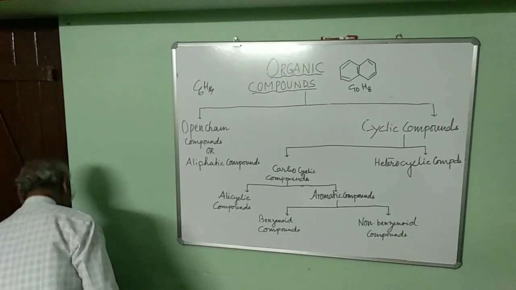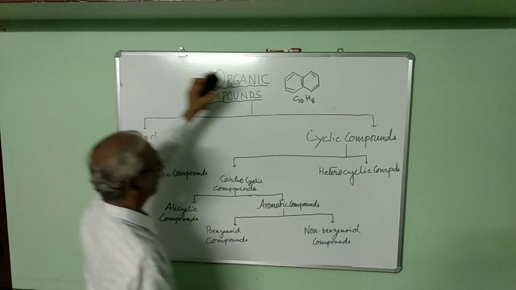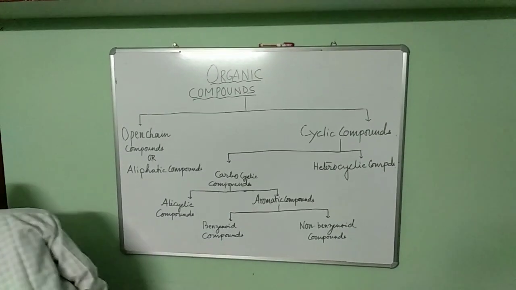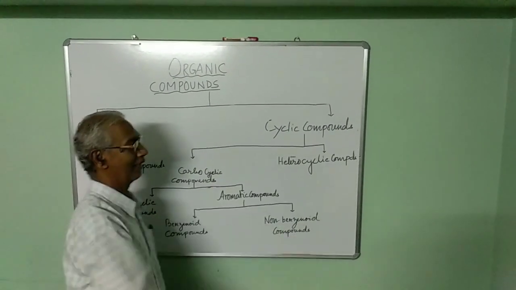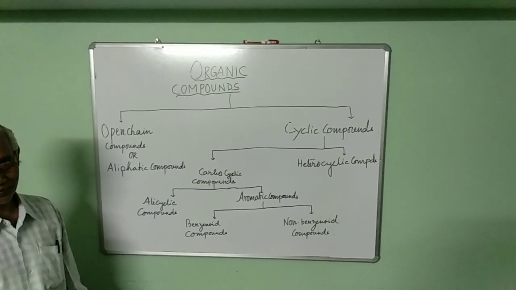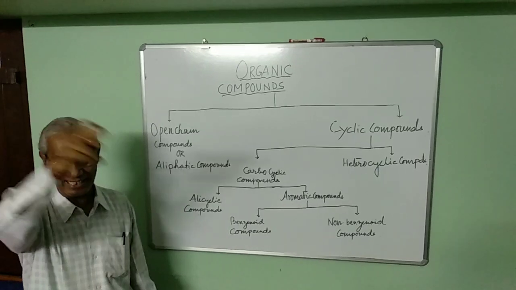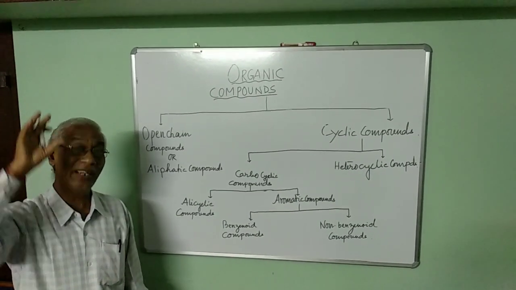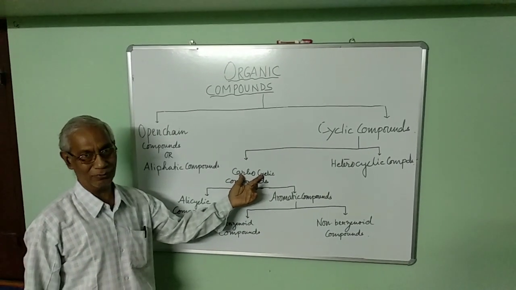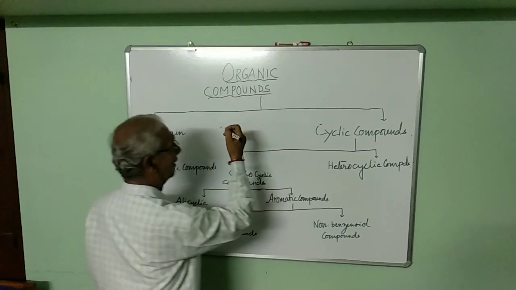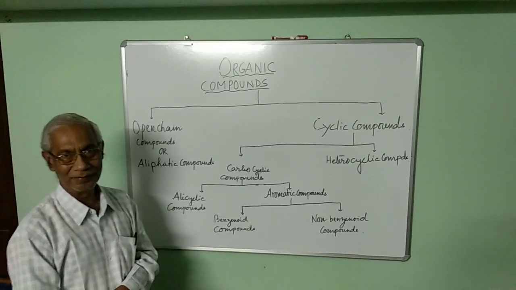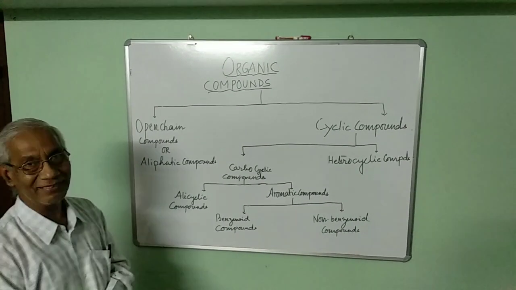Next, cyclic compounds are again classified into two classes. That is carbocyclic, another is heterocyclic. In case of carbocyclic compounds, when only carbon atoms are present in the cyclic ring, then it is called a carbocyclic compound. Only carbon atoms. Say cyclohexane or benzene may be the example.